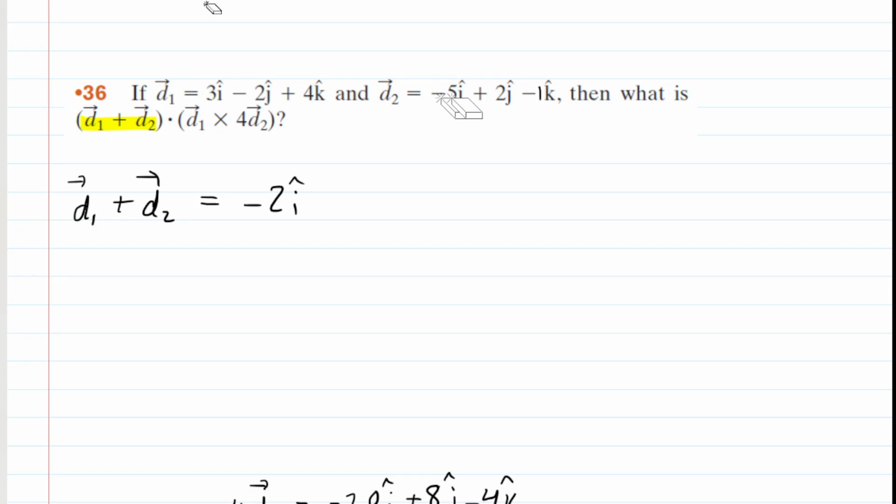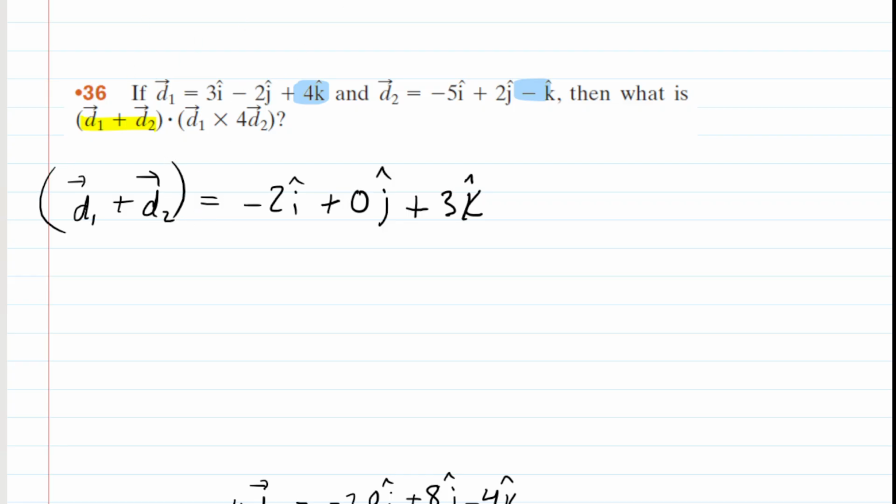And then you're going to go ahead and add the j hat components together. Now, those will actually cancel. They'll become 0. We'll still write it in. We'll say plus 0 j hat. And then we'll combine the like terms here, the 4k hat and the negative 1k hat. That's going to give us a 3k hat. So that's plus 3k hat. Cool. Okay, so that's the second set of parentheses.